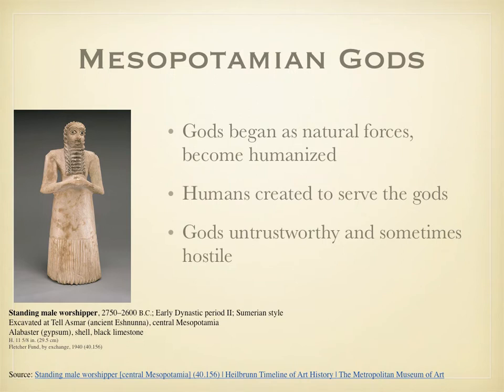Mesopotamian gods. And what you're looking at there is a sculpture actually showing a male worshiper. He's not a god, he's someone who's worshiping the gods. He's made as a little statue. And just to get a sense, that's about 5,000 years old. So that's a very old piece of pottery.